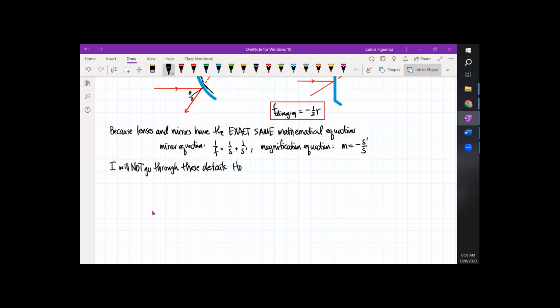However, the sign conventions are opposite of lenses. I really can't answer why, but let me give you some insight as to probably why you would think that they would be different.